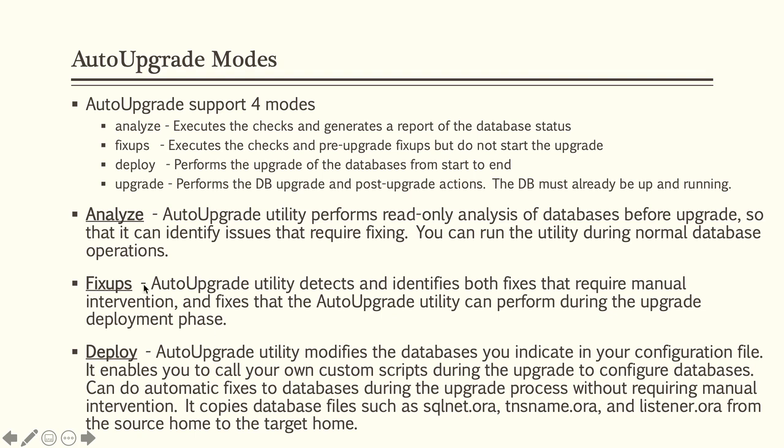So somebody said, okay, I have analyzed and I found out that there are 10 discrepancies. What do I do next? Well, as part of auto upgrade, you can run another mode now, which is called fix up mode. The auto upgrade utility detects and identifies the fixes that are required for the source database. Those fixes could either require manual intervention, or some of them are automatic fixes which do not require manual intervention. The tool itself can go and fix it.